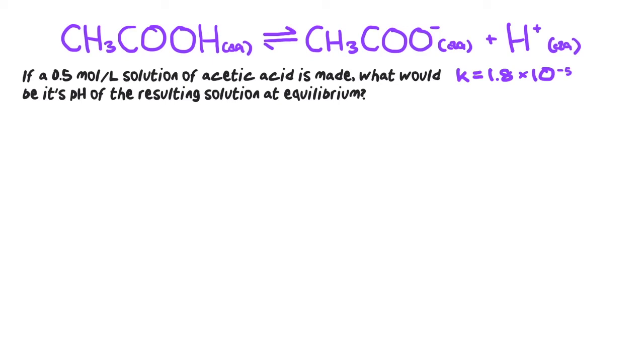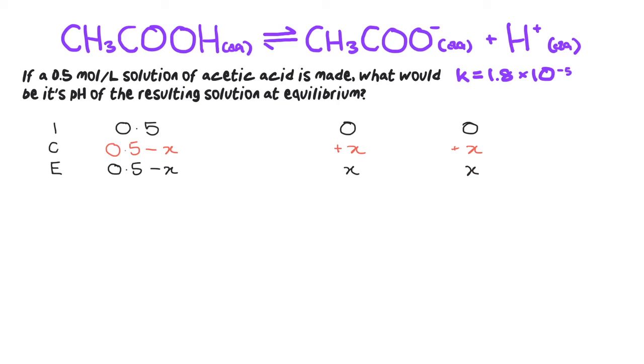What a conundrum. Okay, let's make another ICE table. Initially there will be no product, so that can be filled in. Because we don't know how much reactant has ionized, we'll call it X. So the change in reactants will be 0.5 minus X. This means at equilibrium, the concentration is 0.5 minus X. The change in products will be plus X. Therefore, at equilibrium, both products will be X.